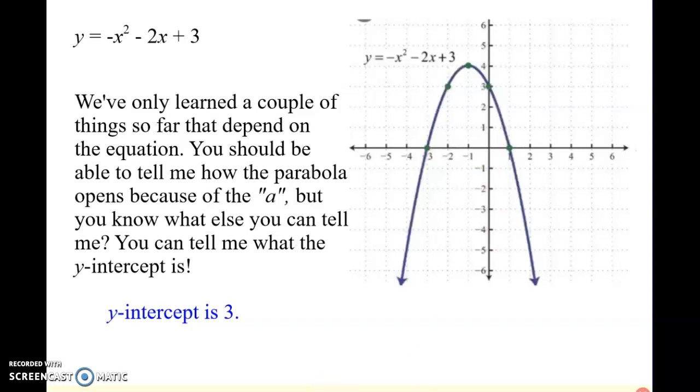Now, I'm not sure if this graph is correct, but I do know that the a is negative and it is opening downward, so that's one thing. And the second thing that I know is that it crosses the y-axis at (0, 3). So I know two parts of this graph are correct.